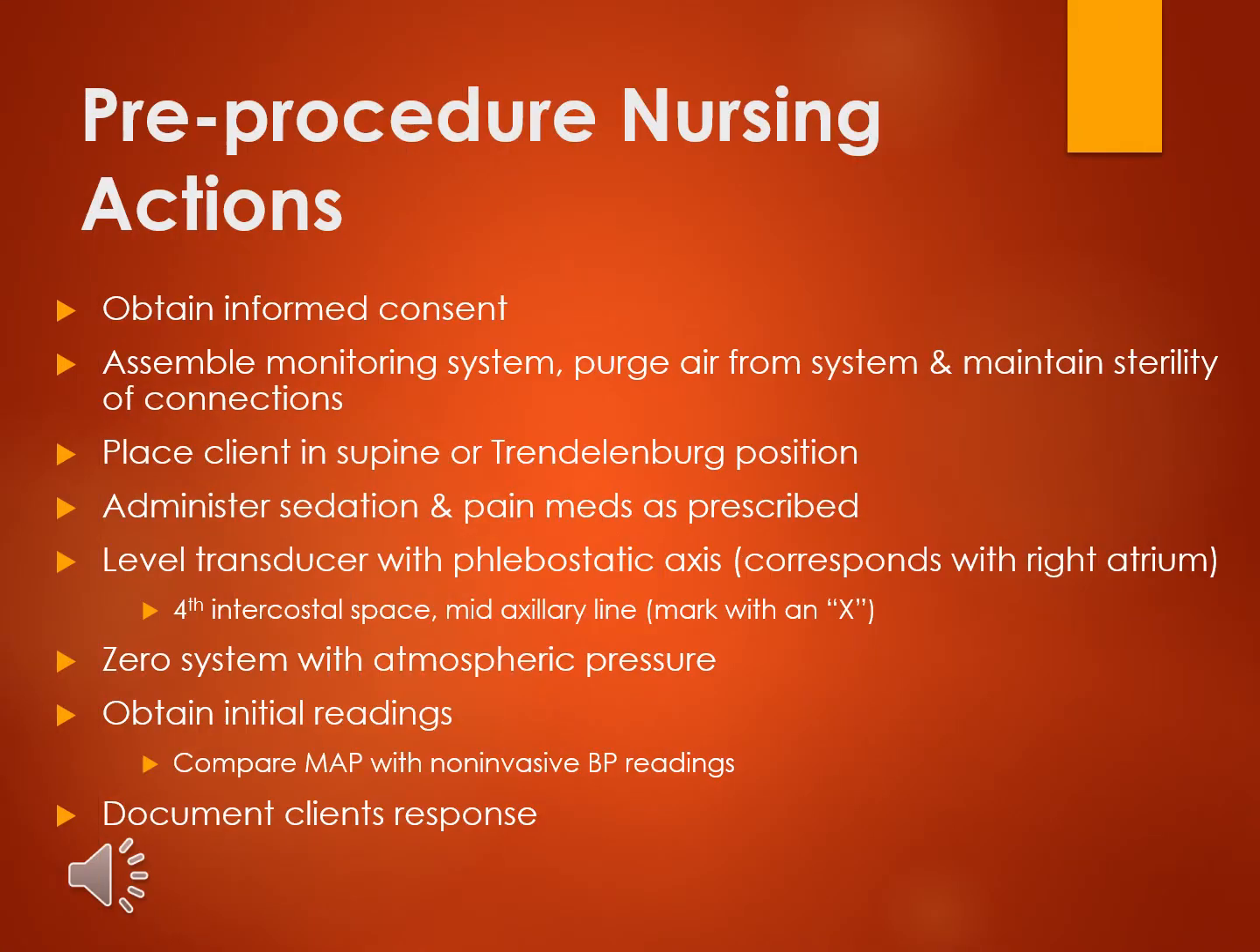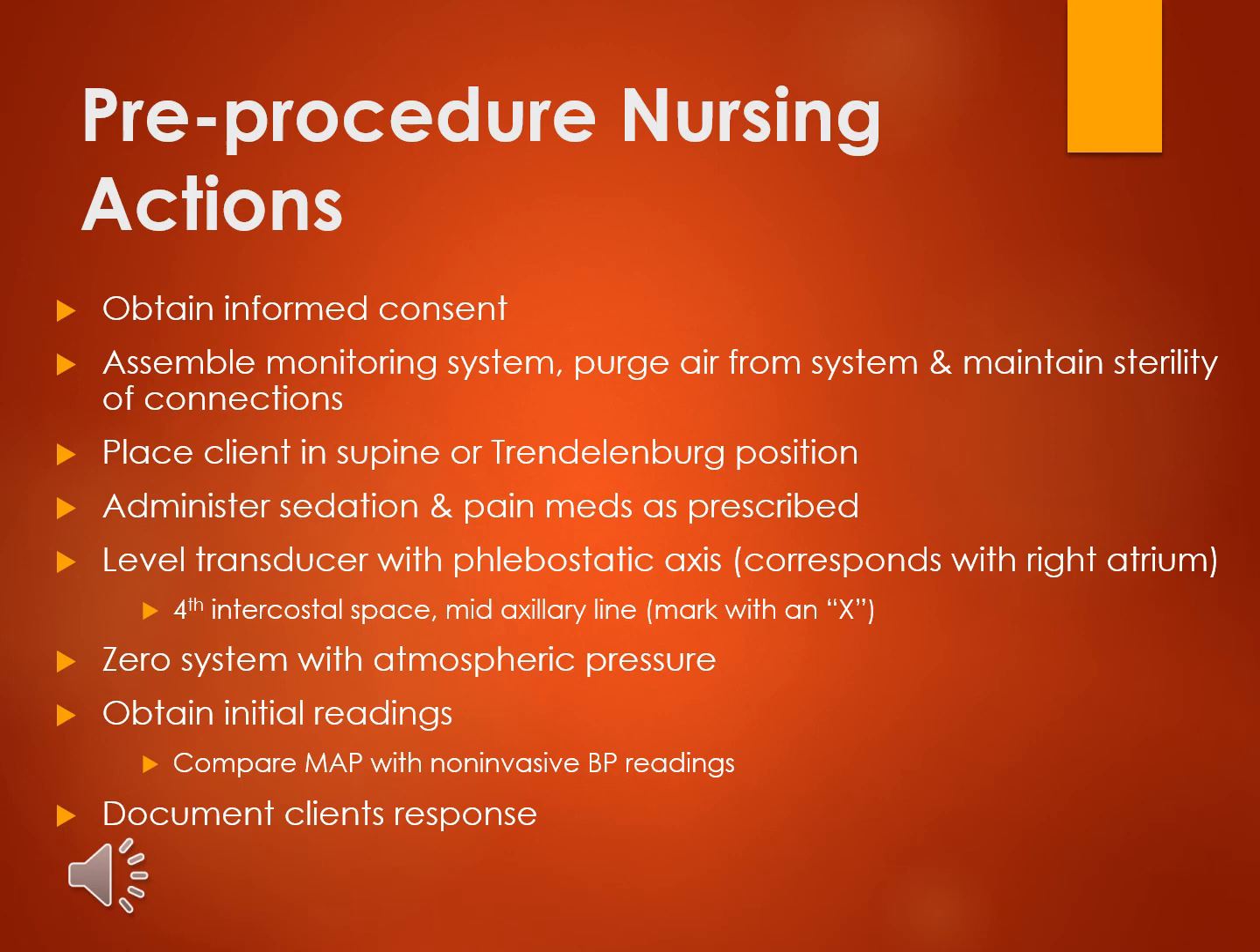So pre-procedure for nursing, we need to make sure we obtain an informed consent. We are going to assemble the monitoring system, make sure the air is purged from the system and that it is primed, maintain sterility of all connections. We need to get the patient placed in a supine or Trendelenburg position. We'll be administering sedation and pain medication as prescribed.